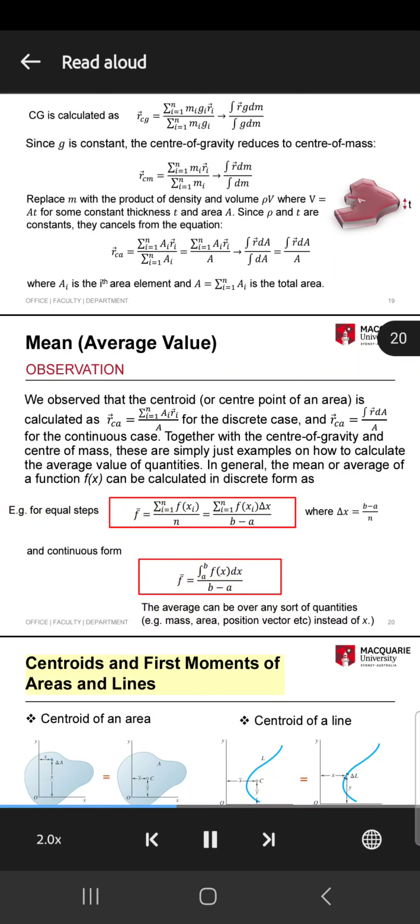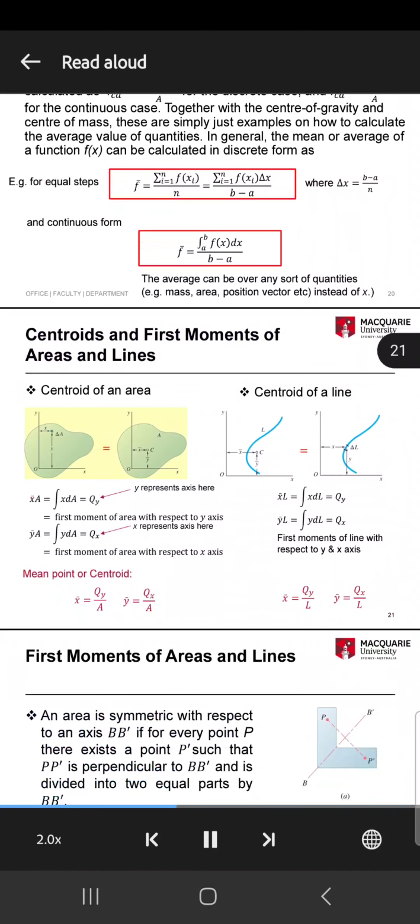Centroids and first moments of areas and lines. Left figure, a generically shaped plate in the xy plane, and the location of the centroid of the area. Right figure, the location of an infinitesimally small portion of the plate.